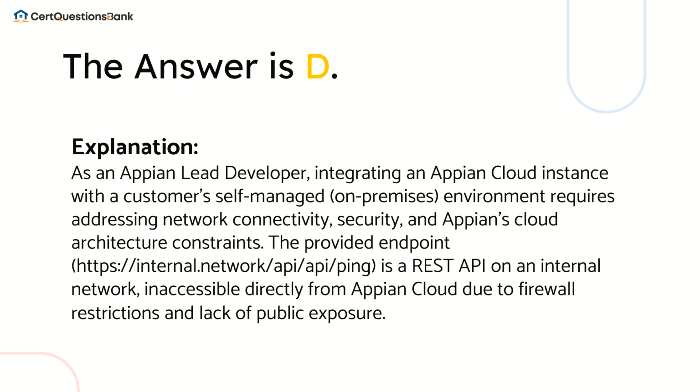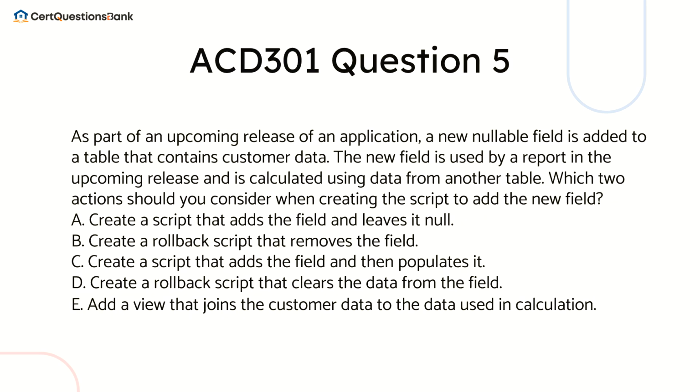As part of an upcoming release of an application, a new nullable field is added to a table that contains customer data. The new field is used by a report in the upcoming release and is calculated using data from another table. Which two actions should you consider when creating the script to add the new field?